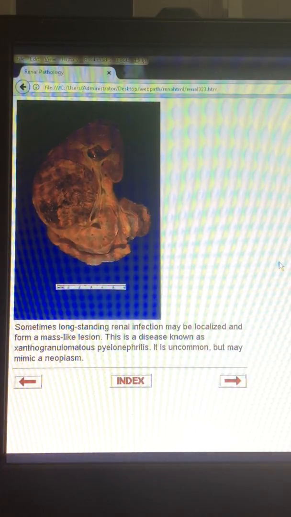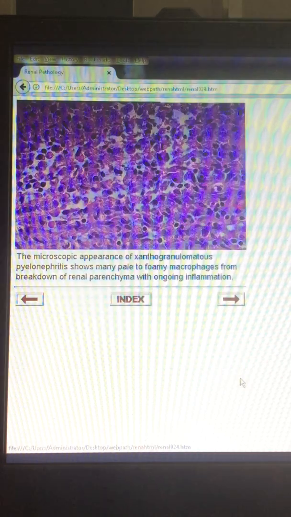Sometimes long-standing renal infection can mimic a neoplasm or a mass-like lesion. So it will be a confusion for the physician himself. This condition is called xanthogranulomatous pyelonephritis. It forms a mass-like lesion with necrosis and hemorrhage inside it. So this condition is not a true neoplasm. It's due to long-standing renal infection, xanthogranulomatous pyelonephritis.